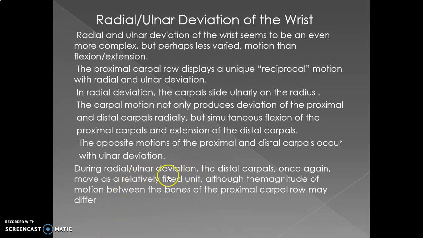During both radial and ulnar deviation, the distal carpals once again move as a relatively fixed unit, although the magnitude of the motion between the bones of the proximal carpal row may vary differently. Even though they are reciprocally moving, there is a mild degree of variation in the movements.